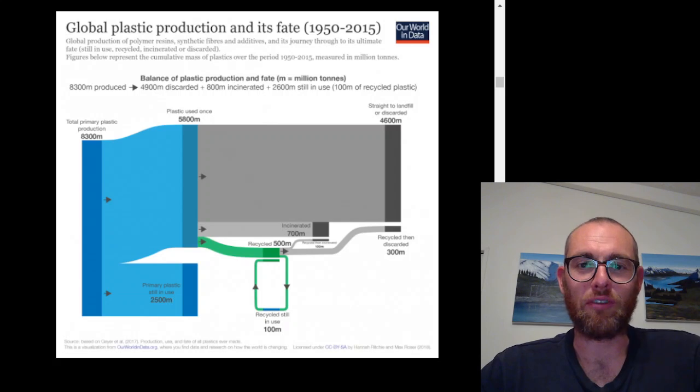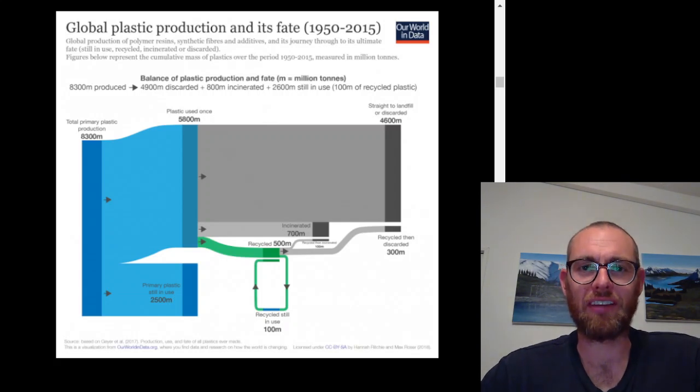What I wanted to say about that is that there's a lot of room for improvement. It's only a fraction of all the plastic that we have produced, all the plastic that is still around, that has been recycled. And I think we can really get that number up. We want to see more of that green, and I am very positive that we can actually do that, and that it makes sense.